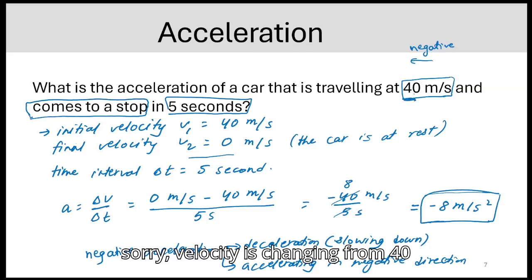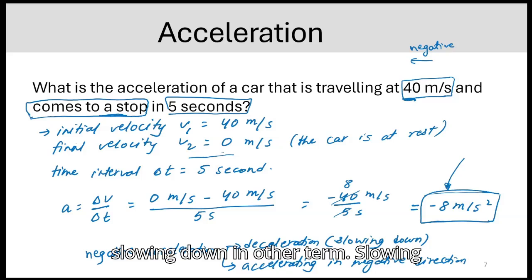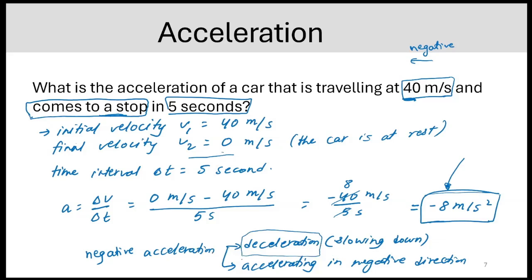Here we can see that the velocity is changing from 40 meter per second to a stop, meaning come to a stop, that is 0 meter per second. So we can say the car is slowing down. In other terms, slowing down is also called a deceleration, and the final answer is minus 8 meter per second square.